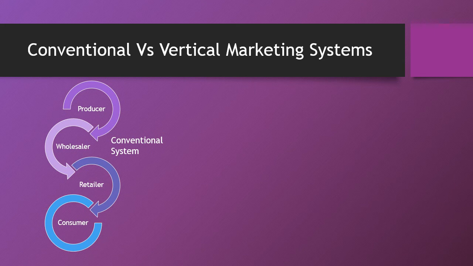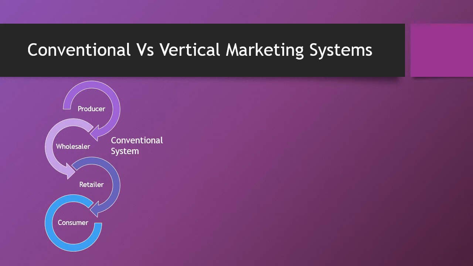A conventional distribution channel consists of one or more independent producers, wholesalers, and retailers. Each is a separate business seeking to maximize its own profits, perhaps even at the expense of the system as a whole. No channel member has much control over the other members, and no formal means exists for assigning roles or even resolving channel conflict.